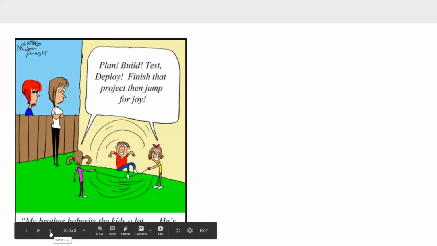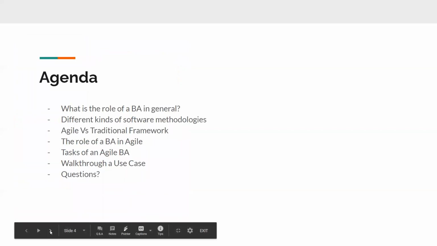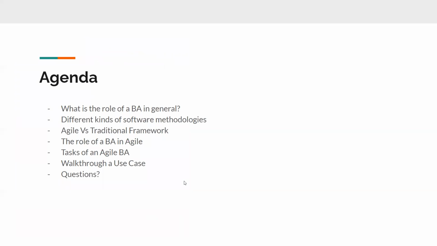So moving on. Today's agenda will be covering the role of a BA in general, and the different kinds of software methodologies that are out there. A lot of us are familiar with Waterfall and Agile, but what are the differences between these methodologies? I'll be covering that as part of this presentation. The question is around Agile versus the traditional framework. What is the difference, right?